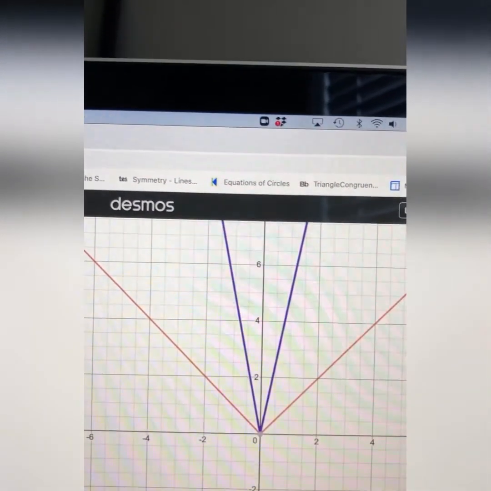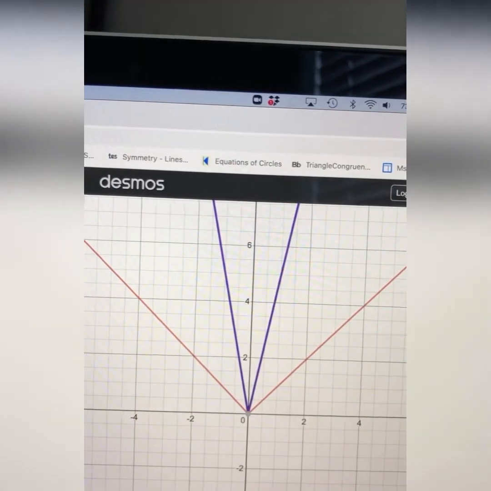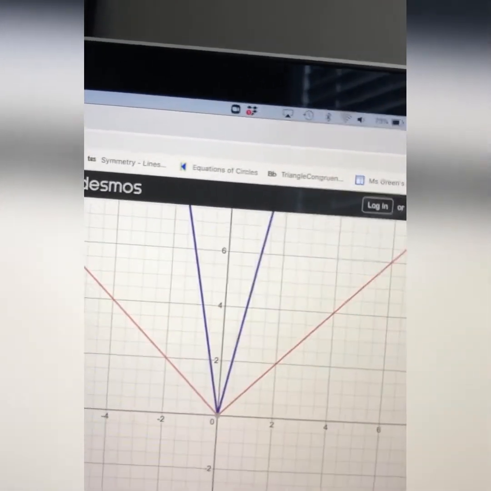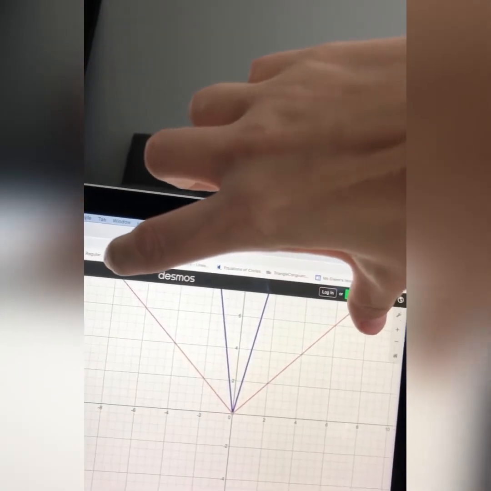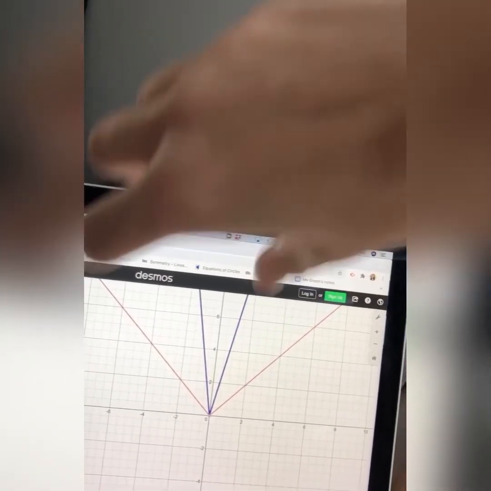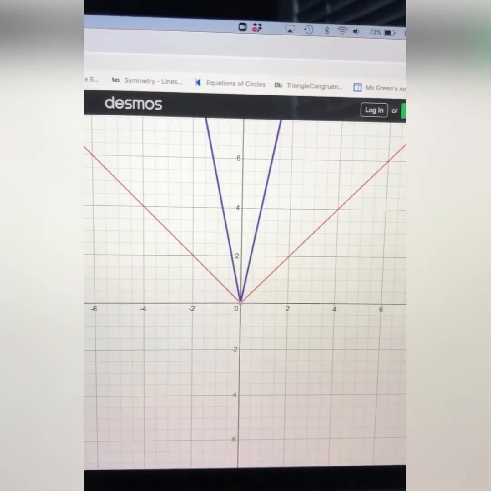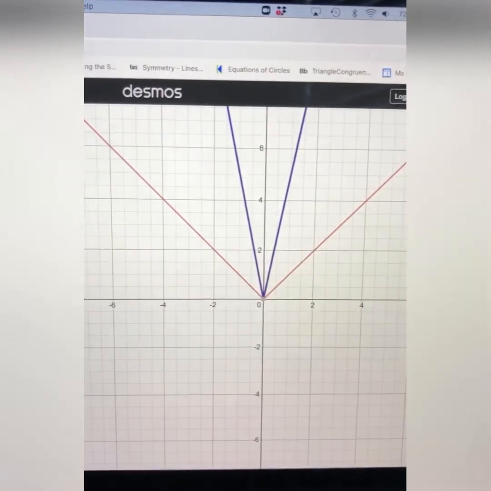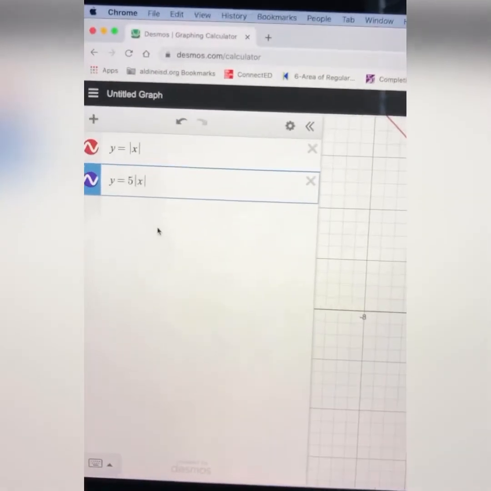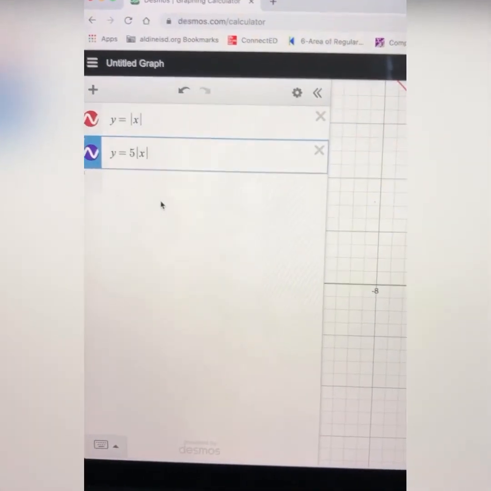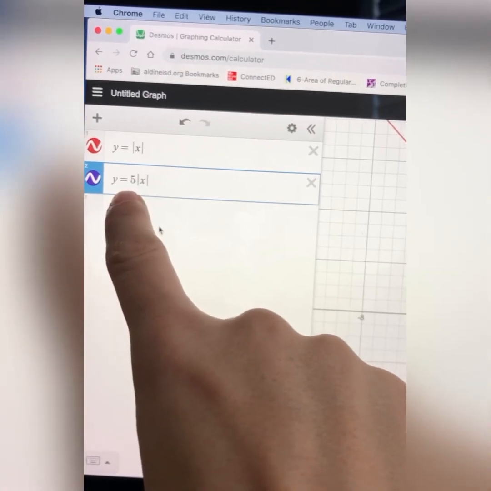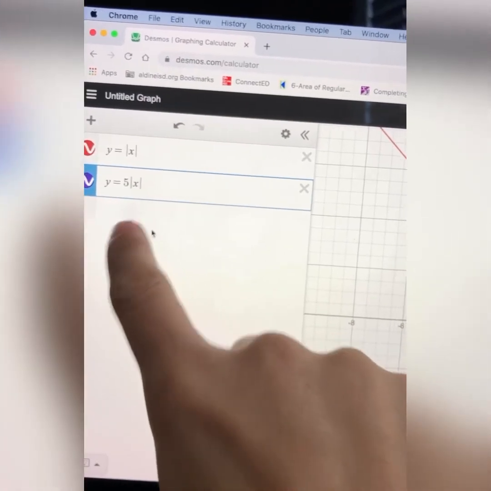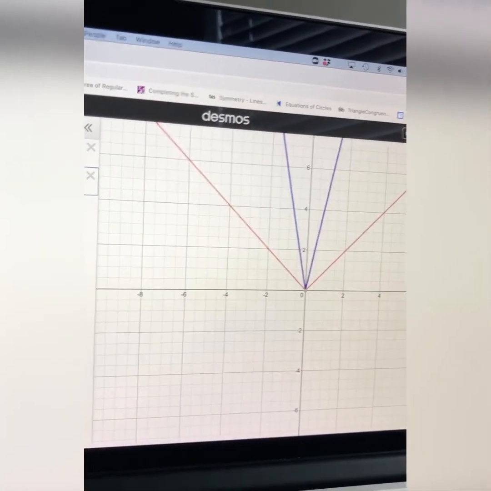So what we call this is a vertical stretch, okay? Because you took the red graph and it's basically like you took those sides and stretched them upwards. You pulled it upwards, right? So we call this a vertical stretch. This is what happens when you multiply your absolute value by a number greater than 1. So 5 is greater than 1, so we end up with this vertical stretch.